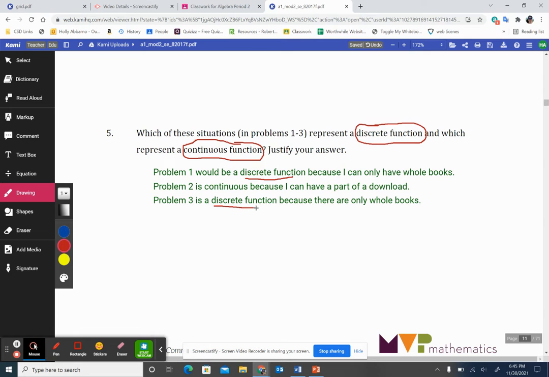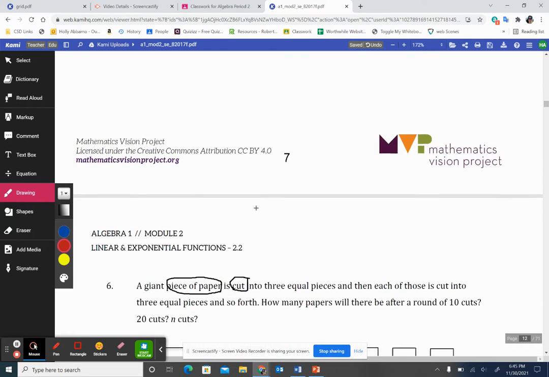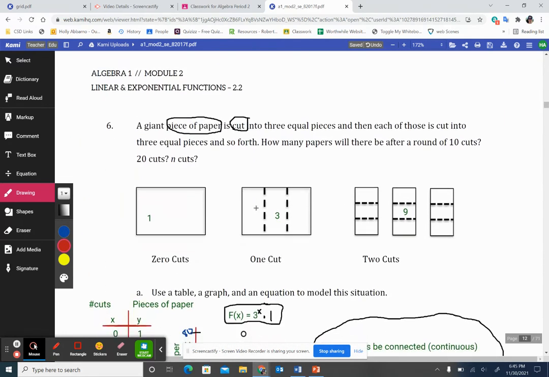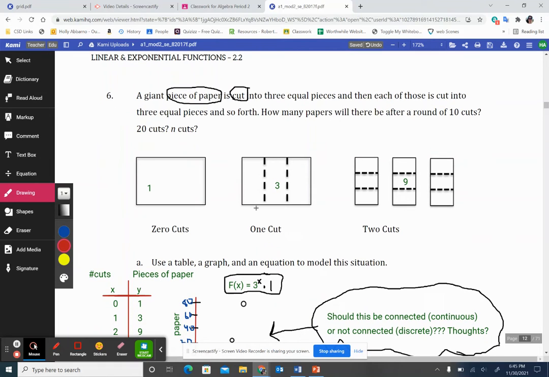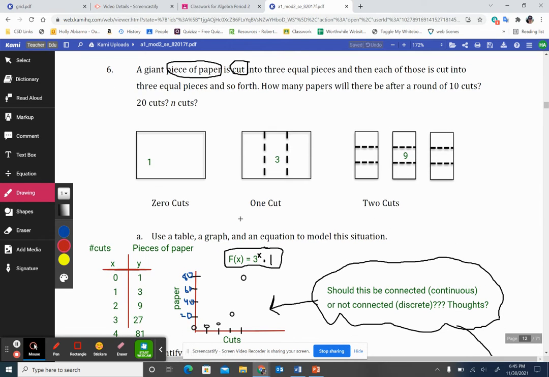All right, we're zooming right through this. Heading on down, number 6 says a giant piece of paper is cut into 3 equal pieces, and then each of those is cut into another 3 equal pieces, and so forth. How many papers will there be after 10 cuts, 20 cuts, and n cuts? Use a table, a graph, and an equation to model the situation.